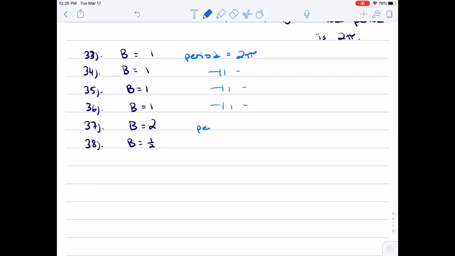Here, the period is 2 pi over the absolute value of 2, which is going to be 2 pi over 2. Oh, not 2, but pi. So now my period is pi. What does that mean? That means my graph is going to be squished together, right? Because now instead of having 2 pi distance to go, I do a whole cycle in just pi.